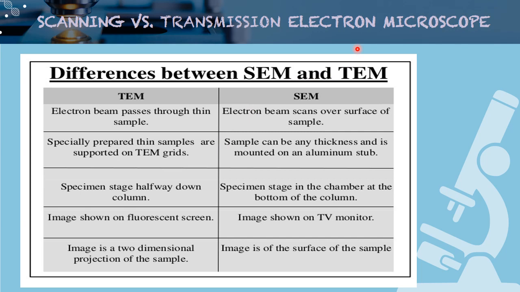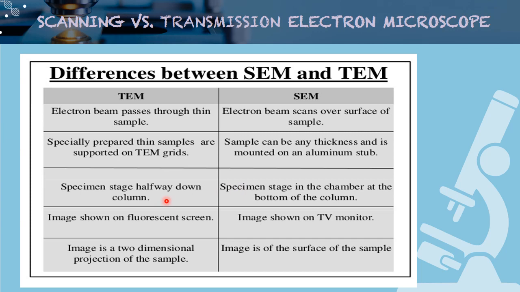Last but not least, we are going to discuss the differences between the SEM and TEM. For the TEM, the electron beam passes through thin samples and it is direct. For the SEM, the electron beam scans or scatters over the surfaces of the samples, and the samples can be of thick sizes. For the TEM, usually we prepare thin samples. And for the SEM, it can be of any thickness, and it will be mounted on an aluminium stub.